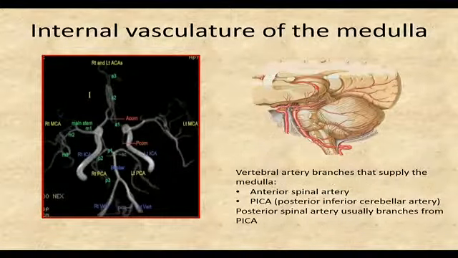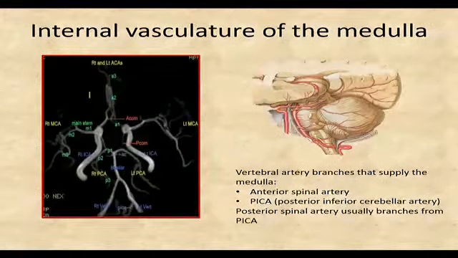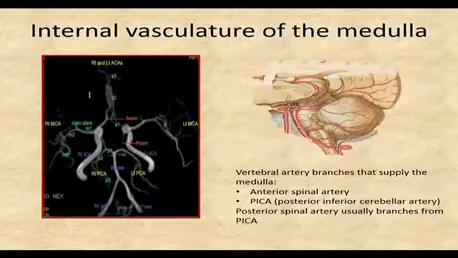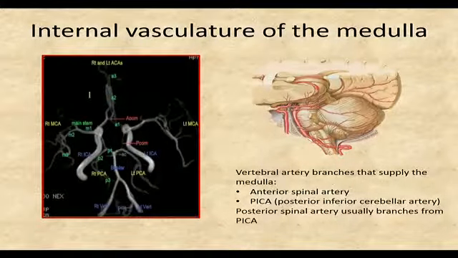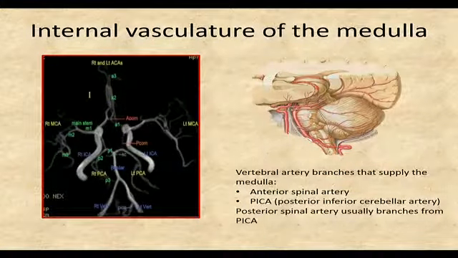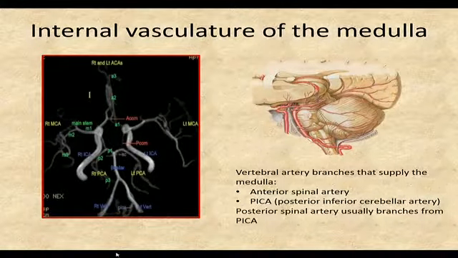Now, the medulla has blood vessels that bring blood. These are the high-ticket items, test question items here. The vertebral artery branches into two important vessels for the medulla. The anterior spinal artery, and there are going to be little branches that come off the anterior spinal artery just to the medulla, and the posterior inferior cerebellar artery. All right, and so I showed you where they're located.